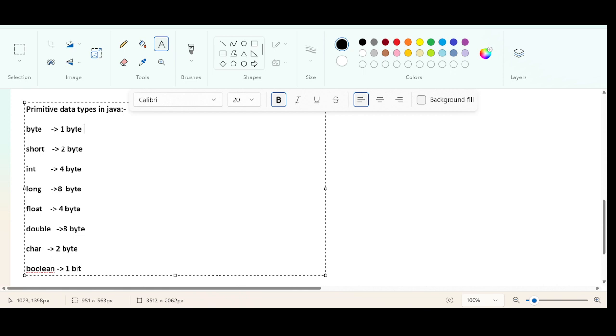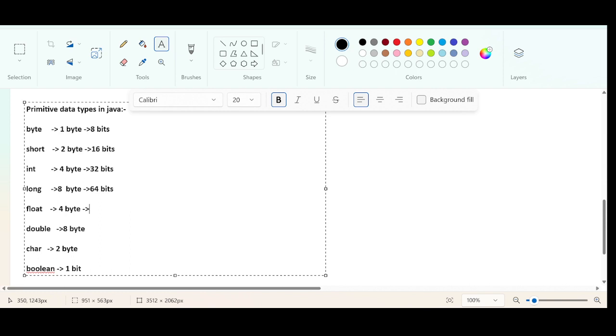1 byte can also be converted to 8 bits. If I say 1 byte, it is equivalent to consuming 8 bits of memory. Just multiply by 8. 2 bytes means multiplying by 8, which is 16 bits. 4 bytes, 32 bits. 8 bytes, 64 bits. Just multiply to get the number of bits it is going to consume.